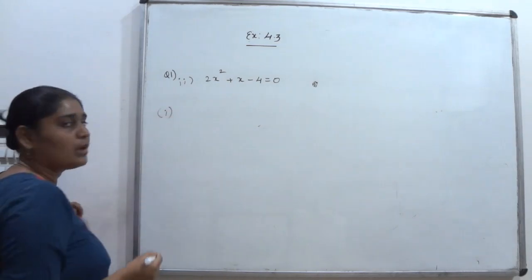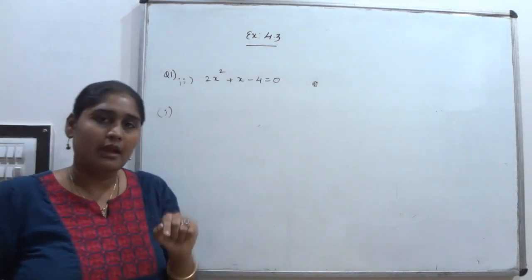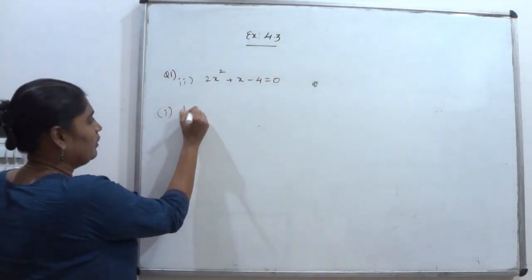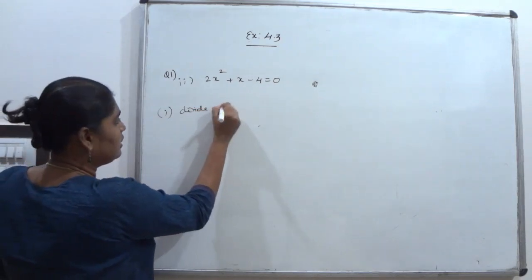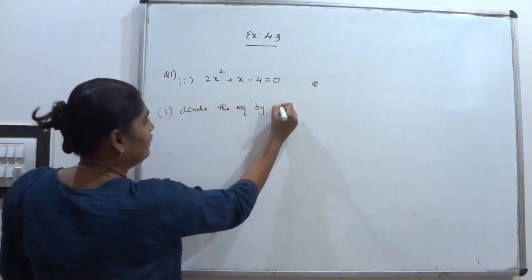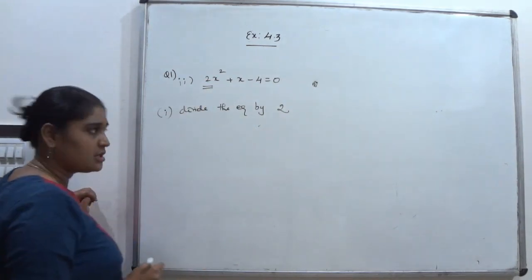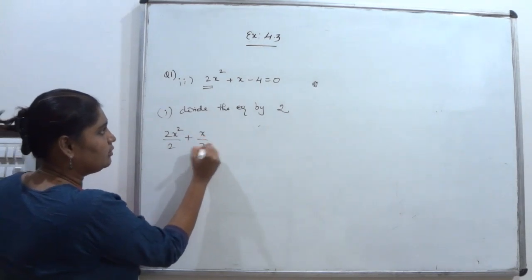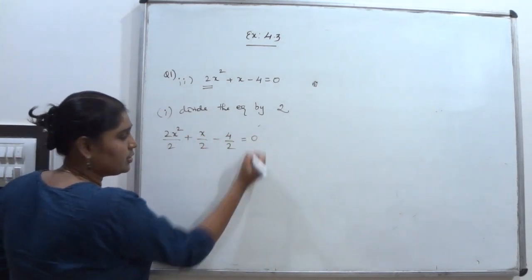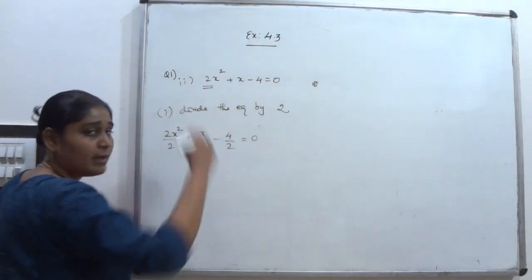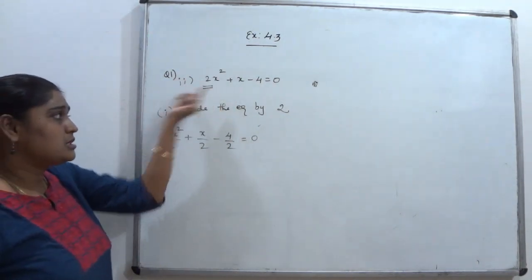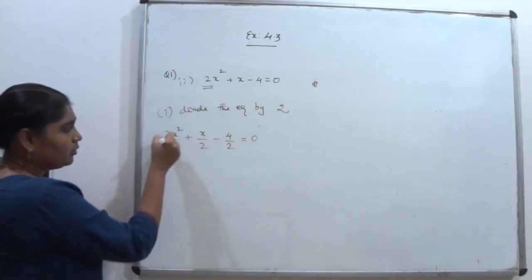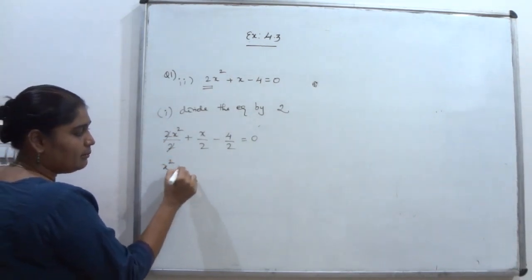The first step, you have to divide this equation by a. A means x square coefficient. So divide the equation by 2. What is here a value? That is 2. That's why 2. So 2x square upon 2 plus x by 2 minus 4 by 2 equal to 0. Here each and every term should be divisible by 2. Why? Because the whole equation is divided by 2. That's why each and every term I have divided by 2. 2 and 2 is cancelled. So x square plus x by 2.